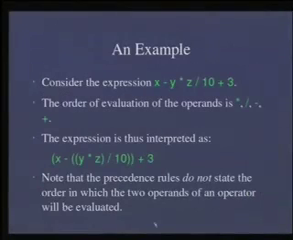What does that mean? Let's take an example to clarify this issue. Let's consider the expression x minus y into z divided by 10 plus 3. So the question is, what are the operands for these operators which are being used? There are four operators in this expression, the minus, the star, the slash and plus. Recall that the precedence of star and slash is higher than that of minus and plus, which means that star and slash are going to be evaluated before the minus and plus.